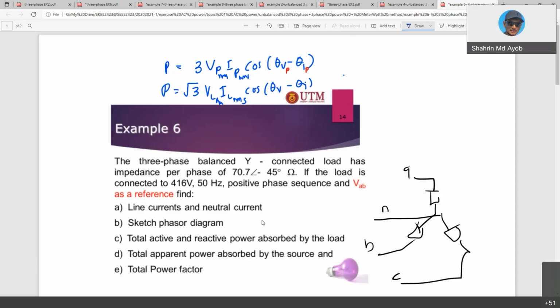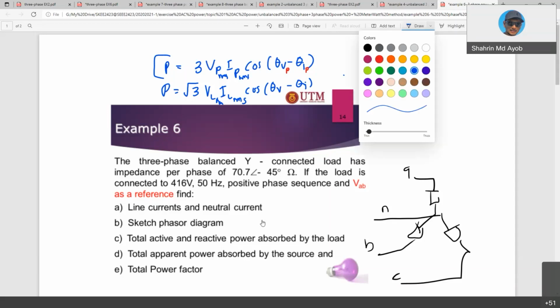So usually students will always be confused about what the values of the angle are. Do you use V line or V phase? For the first equation, since this is V phase and I phase, logically you use the V phase and I phase angles. But for the second equation, since we are converting V phase and I phase to V line and I line, is the angle of the voltage and the current phase or line?